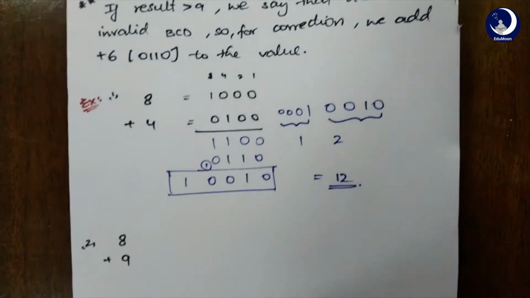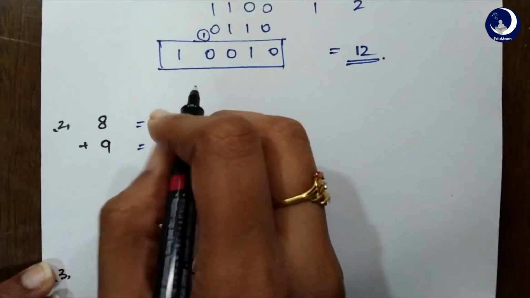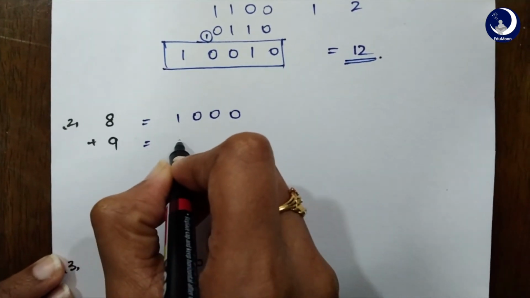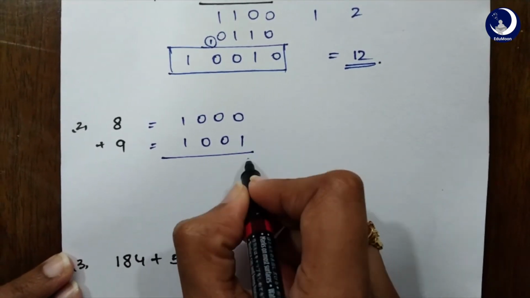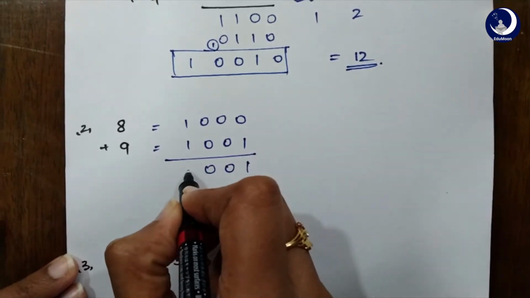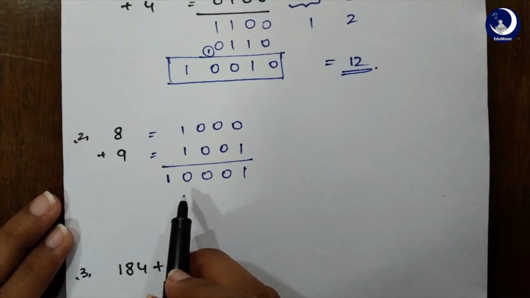Okay, now let's get into the other example. 8 plus 9. Again, first convert the given digits into their binary numbers, which is 1, 0, 0 and 0. And for 9, it is 1, 0, 0 and 1. Now, try adding these two. 0 plus 1 is 1, 0 plus 0 is 0, 0 plus 0 is 0. 1 plus 1 is a 0 with a carry 1. Now, just don't discard the carry here.